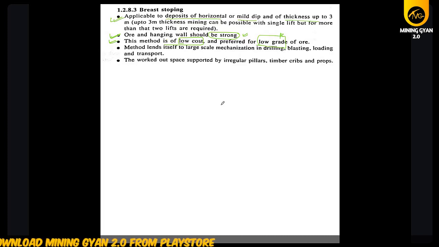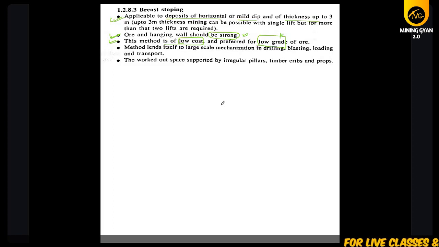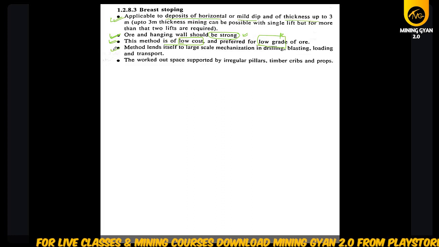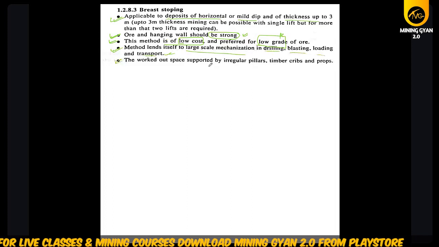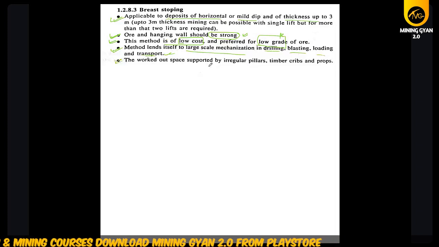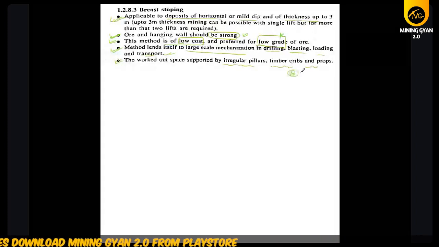So they can provide that the material we want to extract with low cost and the grade is very low, and the hanging wall, footwall and ore are strong, and mechanization is large scale. So which type of method are we talking about? So this is the breast stoping method. So in the breast stoping method, large scale mechanization, drilling, blasting, loading and transportation, irregular pillar, timber cribs and props we can use for the support system.